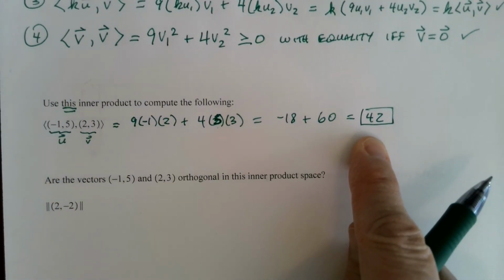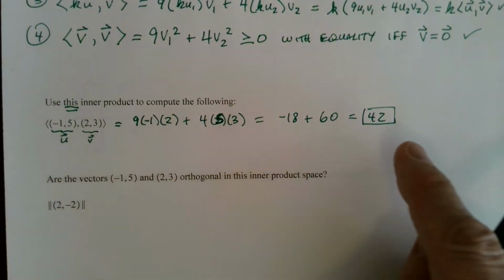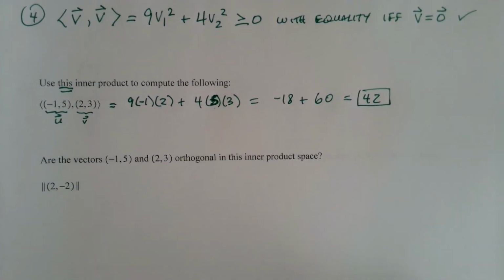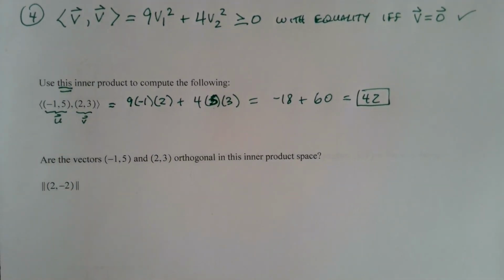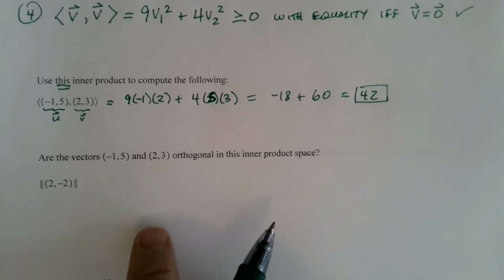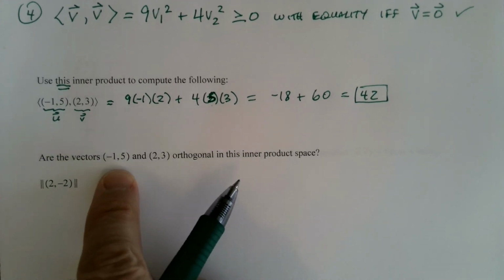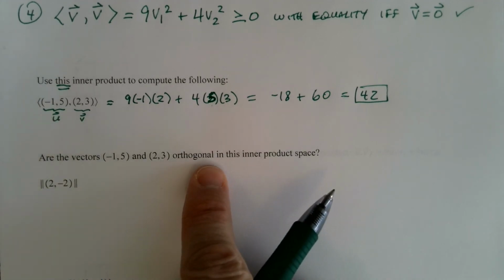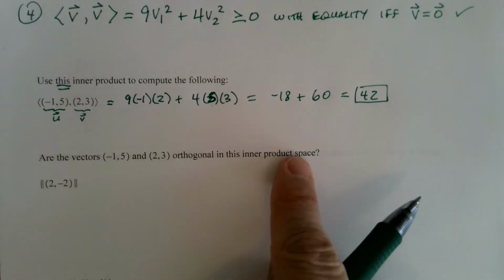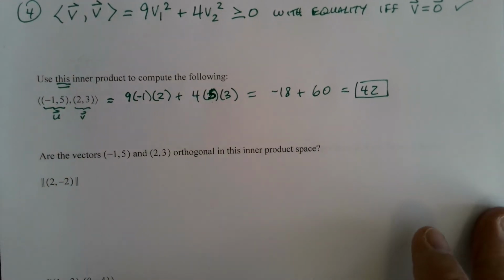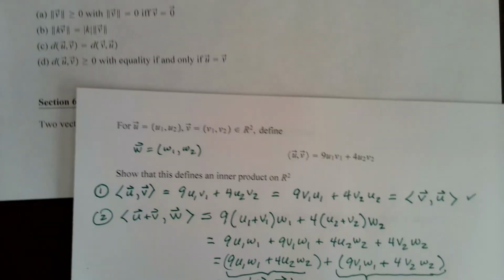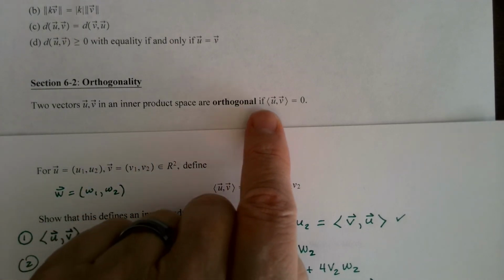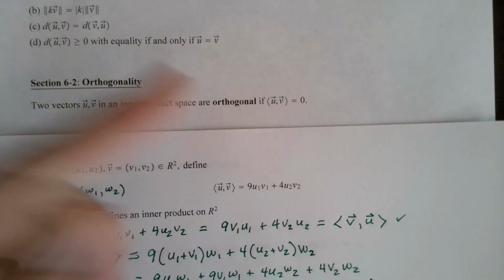Remember, inner products take two vectors and output a scalar. Okay, that's it. Let's take a look at this. Are these two vectors, the two vectors we just found the inner product of, orthogonal in this inner product space? Okay, how do we determine orthogonality? Well, remember we talked about that right here. They're orthogonal if their inner product is 0.